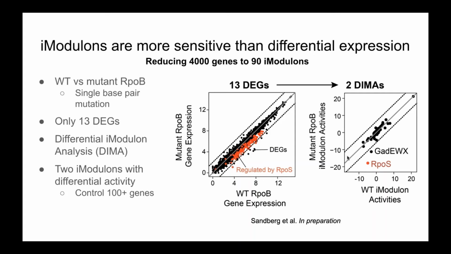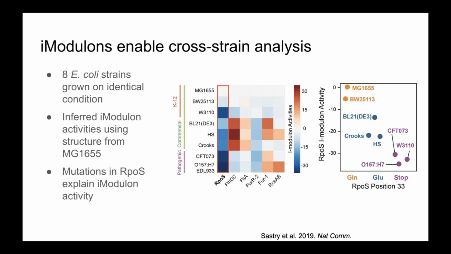So we can also expand our iModulon computation to other strains of E. coli. So here we grew 8 E. coli strains on the same identical condition, again, glucose minimal media, and we inferred the iModulon activities for each of these 8 strains using the transcriptional signal from MG1655, our baseline strain.